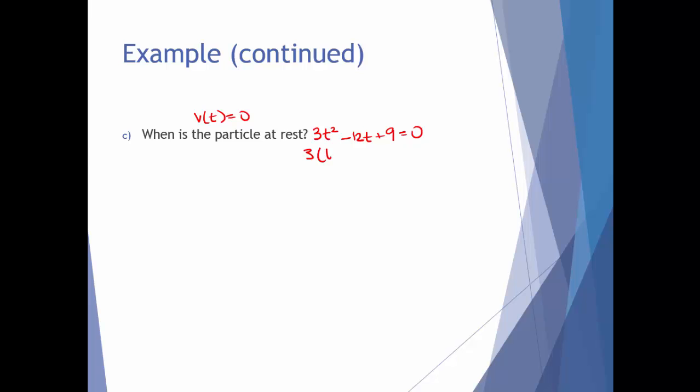I can factor out the 3. You don't have to. It just makes your numbers a little bit easier to deal with. Or you can just go straight to the factoring. This one does happen to factor to t minus 1 times t minus 3, but if it didn't factor, we could just use quadratic formula instead. So this tells me that my particle is at rest at 2 different times. It's at rest at 1 second, and it's at rest at 3 seconds.